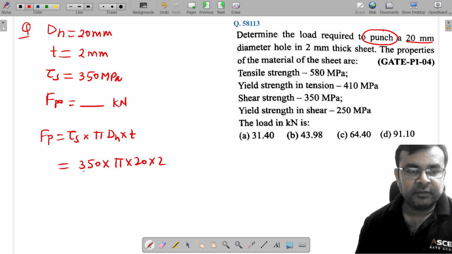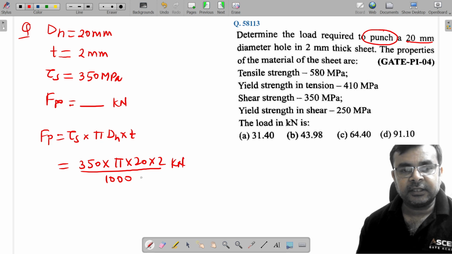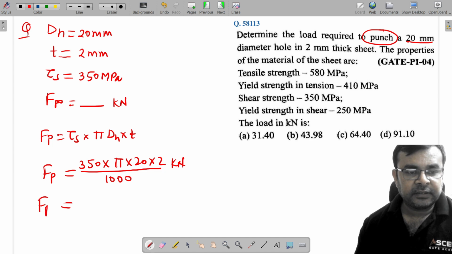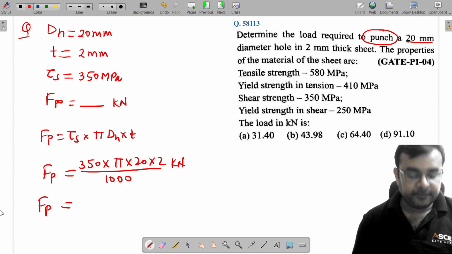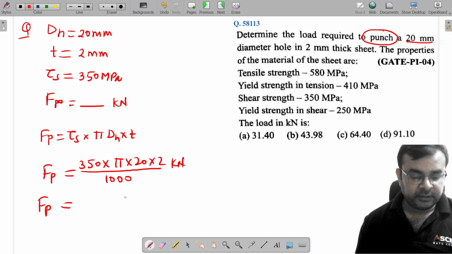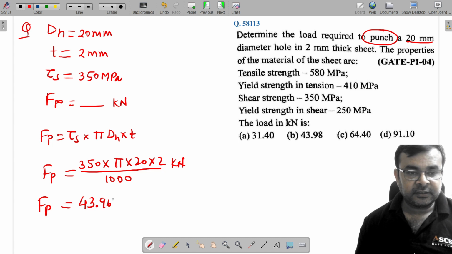And obviously if we divide this value by 1000, we get it in kilonewton. Is that right? So from this, FP is nothing but 350 into pi into 20 into 2, 4,000. So this is 43.96 kilonewton.